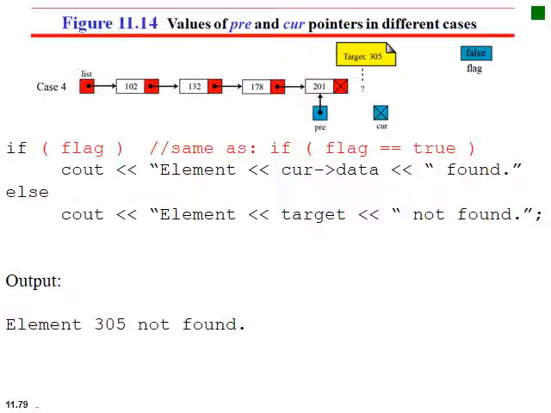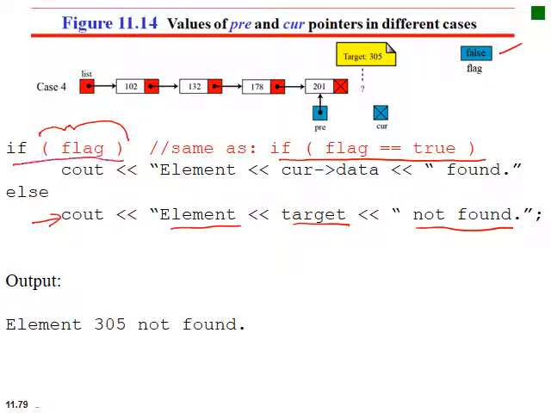the flag is still false, which means the else part will execute. It will write element target, which is 305, not found. Just take a note of the syntax over here. The syntax changed slightly here. We didn't say if flag is equal to true. This was the old case, like over there. But this means exactly the same.